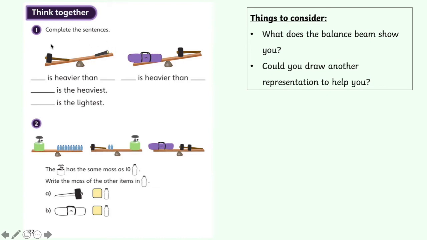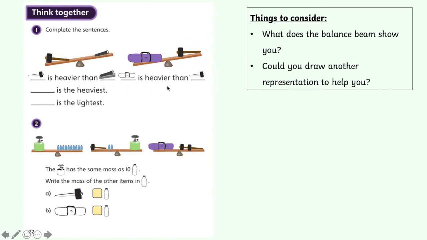So let's have a look at this one here. Of the 2 things, the hammer and the torch, look at the balance, which is heavier? Yeah, that's right, the hammer is heavier. So we can say that the hammer is heavier than the torch. Right, let's have a look over here. We've got another balance and we've got the tent and the hammer. Which is heavier? Yeah, that's right, the tent is heavier because you can see that this side of the balance is touching down to the ground. So the tent is heavier than the hammer.